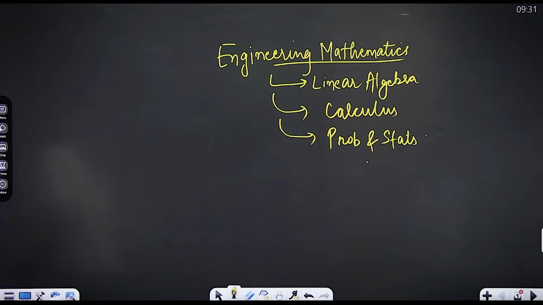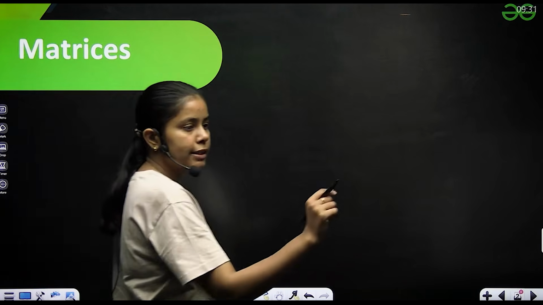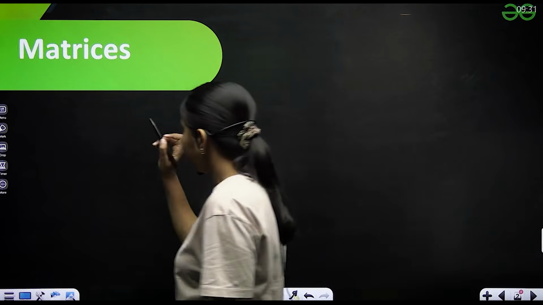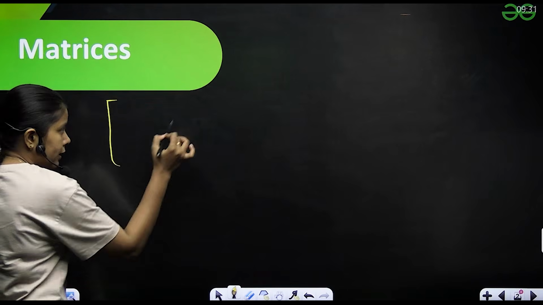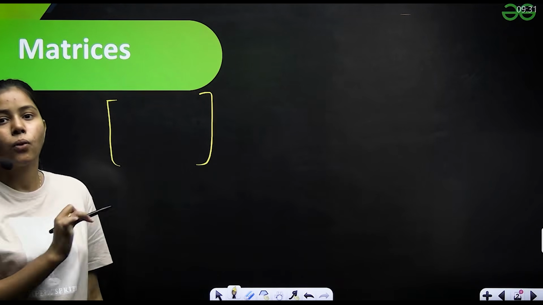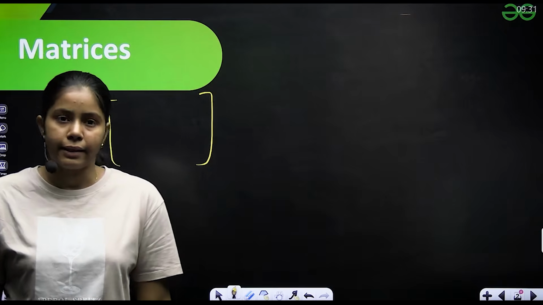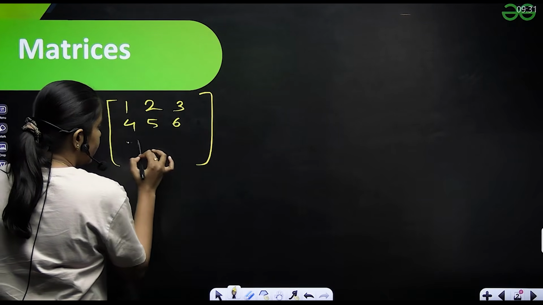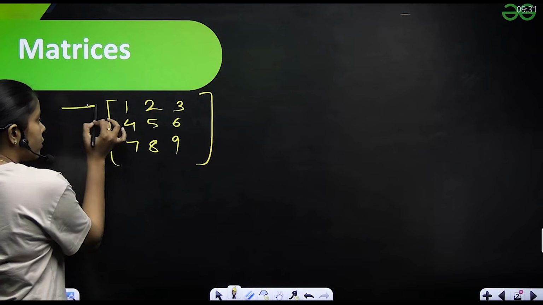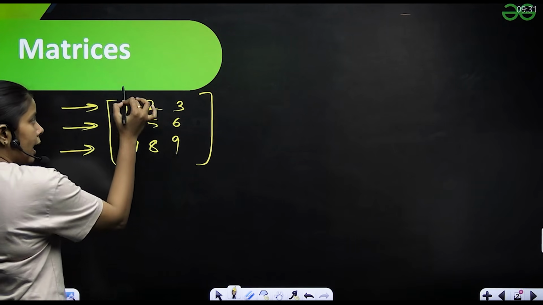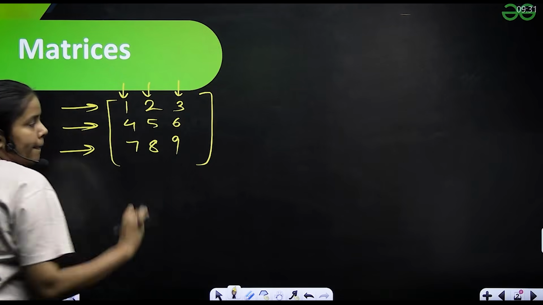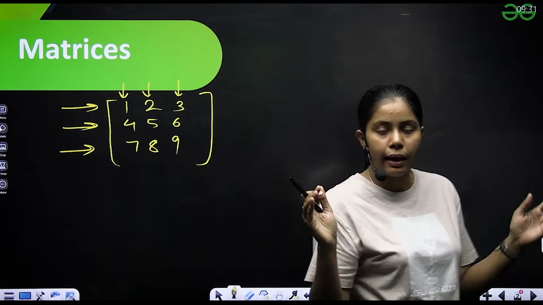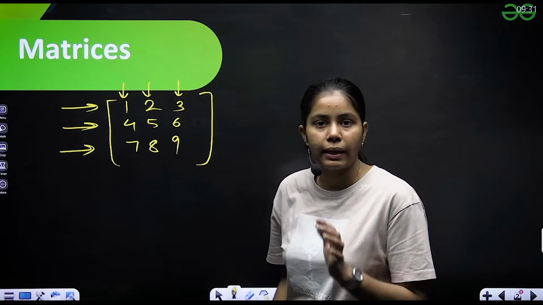So the first question that arises when we discuss matrices is, what is a matrix? We all know that if I take square brackets and arrange numbers in rows and columns, then I get a matrix. If I write down 1, 2, 3, 4, 5, 6, 7, 8, 9, this is my matrix. If I count, I have 3 rows and 3 columns here. So I arrange numbers in rows and columns, and I get a matrix.